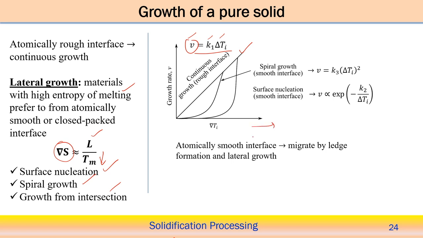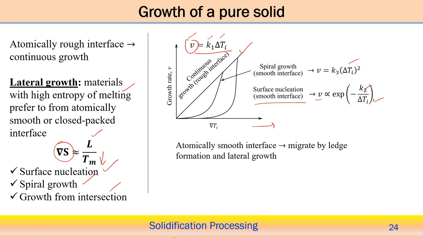Now spiral growth is associated with the smooth interface, or mostly with the non-metallic material. Here the velocity depends on delta T square. Similarly, when there is surface nucleation in the non-metallic material, with a smooth interface, the velocity is proportional to an exponential varying with K2 by delta T I. That means it depends exponentially on the degree of undercooling.